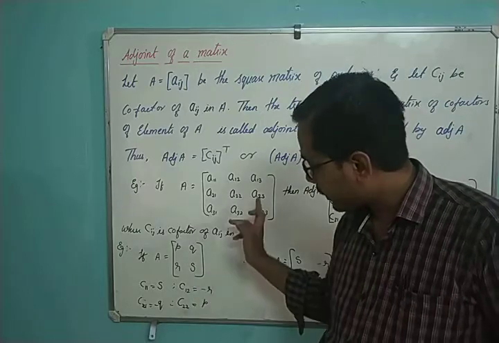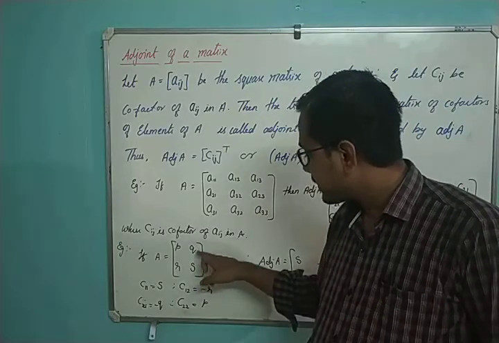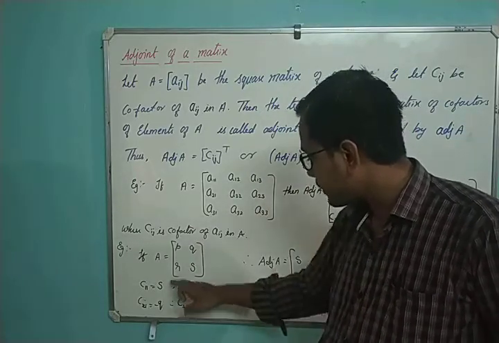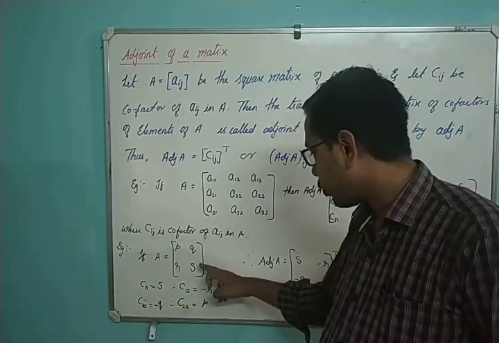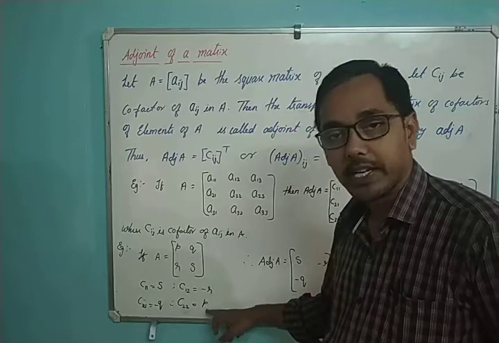From the minor, if you calculate the cofactor, you will get S. Similarly, the cofactor of Q, you will get as minus R. Cofactor of R, you will get as minus Q. And the cofactor of S, that is C22, you will get as P.